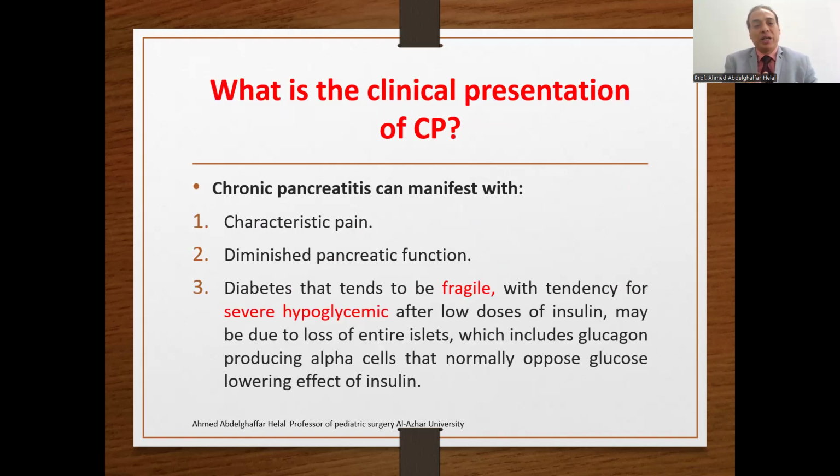What's the clinical presentation of chronic pancreatitis? Number one, characteristic pain. Number two, diminished pancreatic secretions with insufficiency and diabetes. The diabetes in the patient with chronic pancreatitis is described as being brittle or fragile diabetes with hypersensitivity to insulin. This may be explained in the literature by the proximity of the alpha cells to the beta cells. So there is destruction of both alpha and beta. Alpha produces glucagon, which has opposing actions to insulin. So even with a very low dose of insulin, there will be severe hypoglycemia in these children.